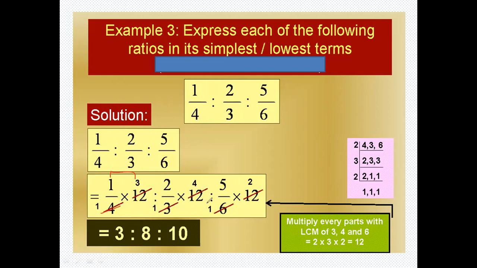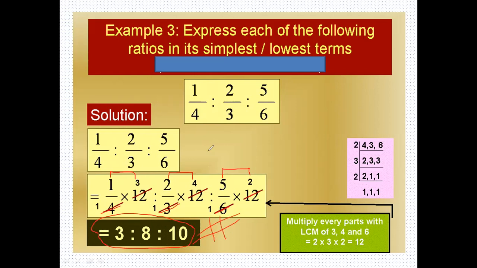2/3 times 12: 3 by 3 is 1, 12 by 3 is 4. So we have here 2 times 4. And 5/6 times 12: by 6 is 1, by 6 is 2. So you have there 5 times 2. So that 1/4, 2/3, 5/6 is equivalent to the ratio 3:8:10.